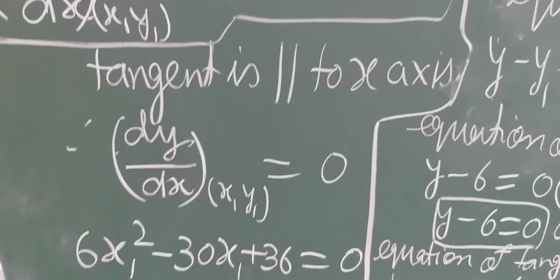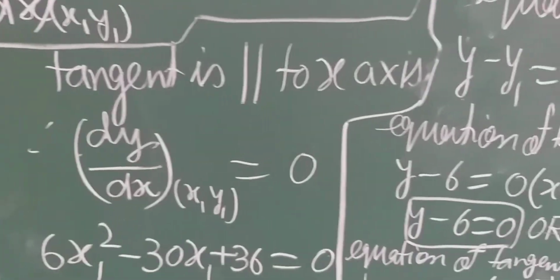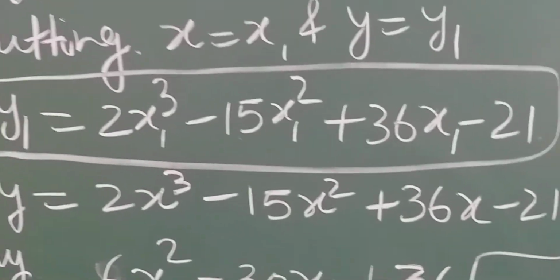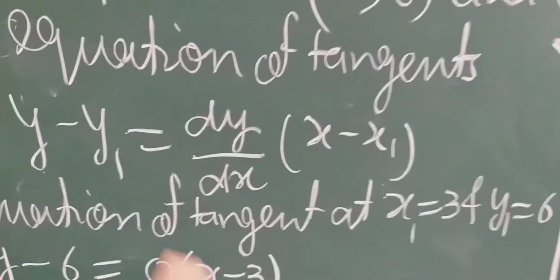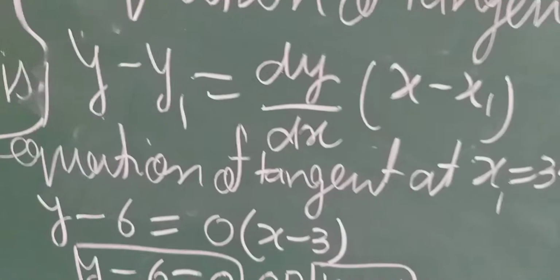Okay. So after putting, you will get the equation and the value of x1. Put the value of x1 in the given equation, then you will get the value of y1. After getting the values of x1 and y1, you can use this formula to find the equation of tangent.